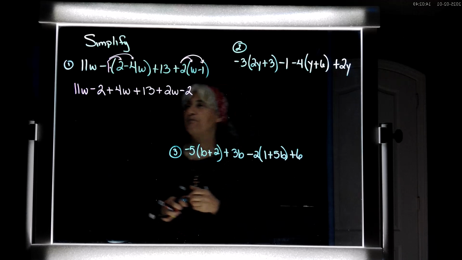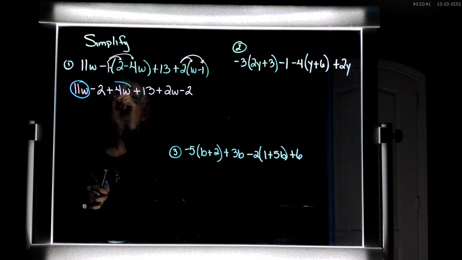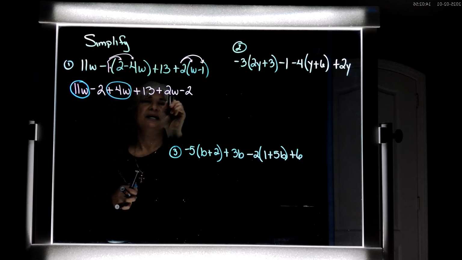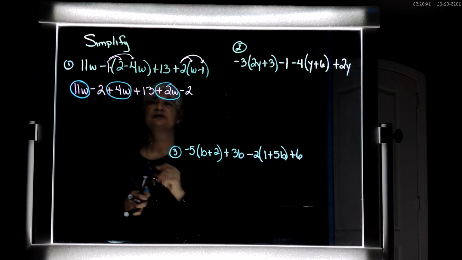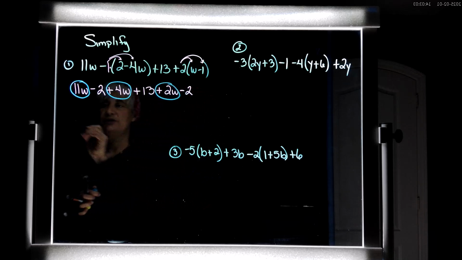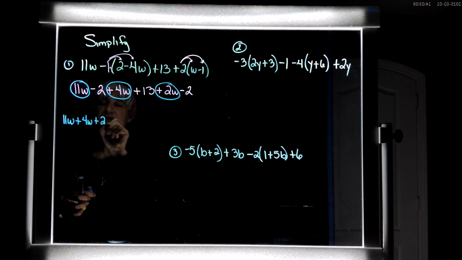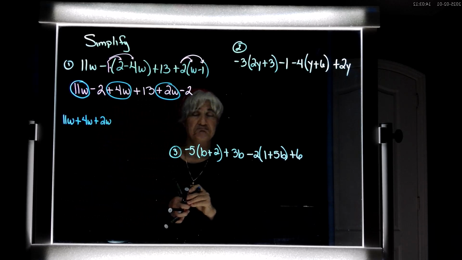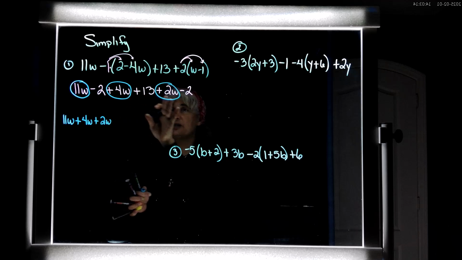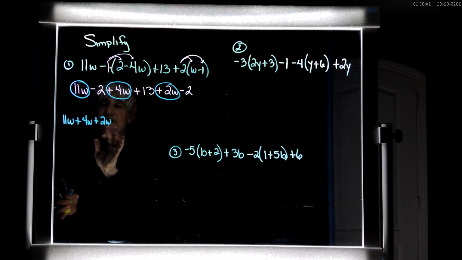So let's see. I have this 11W. I have this +4W. And I have this +2W. Remember what I mentioned in the lecture video. If you need to, you're going to work on it like you've got 2 separate simplifying problems to deal with. So 11W plus 4W plus 2W. What do we get here? Yeah, that makes 15. That makes 17W.